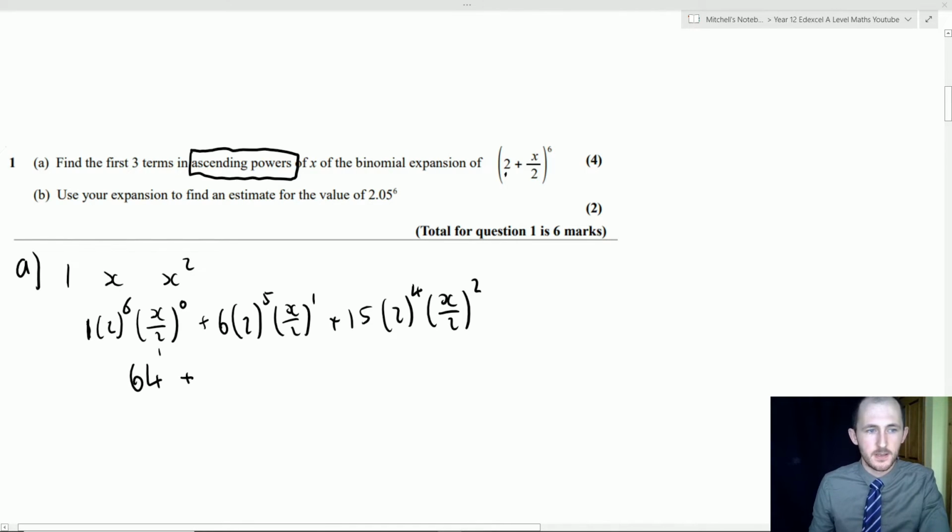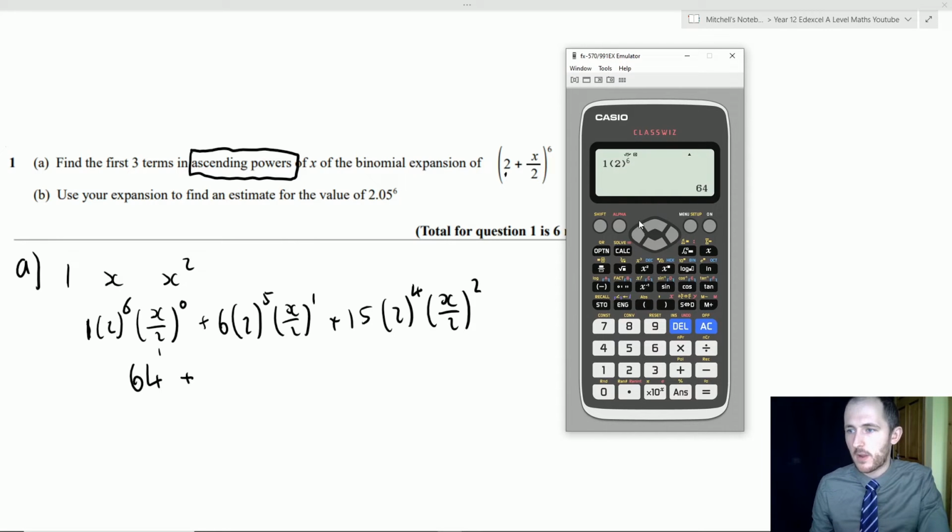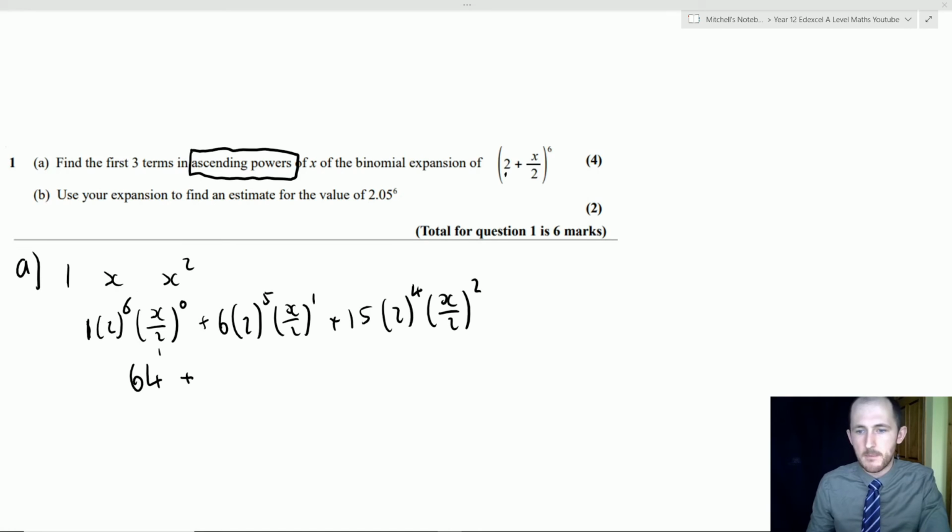Plus, now look, I'm not going to rewrite the whole thing. Use the arrow keys to edit what your thing was. So I change that to a 6. I change the power to a 5. And now what's the actual value inside here? Well, it's 1 over 2. So I'm going to leave the 1 over 2 there. 96. And then remember that there's going to be an x.